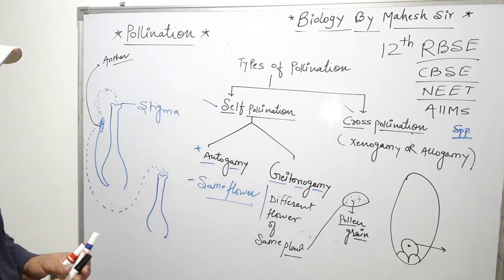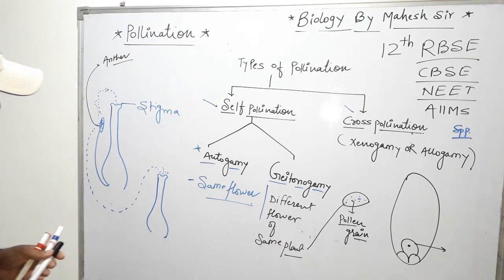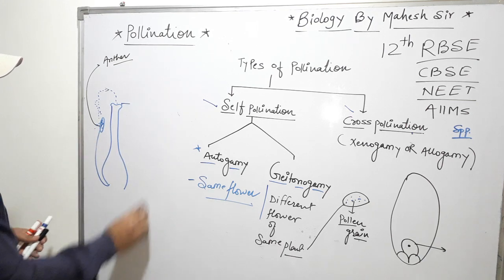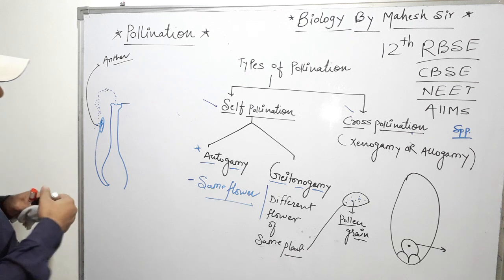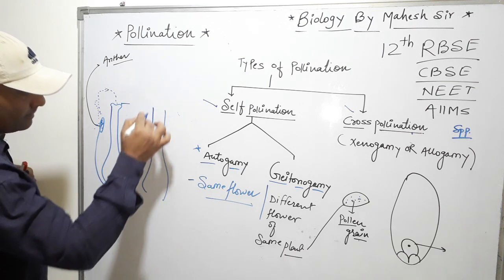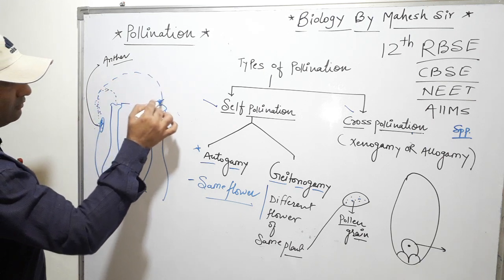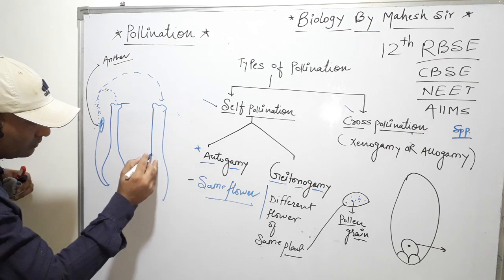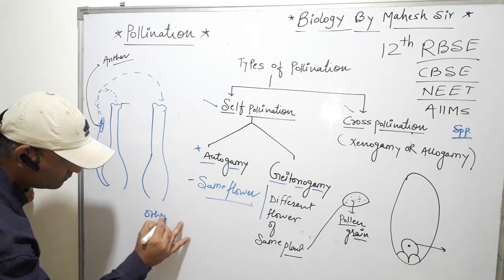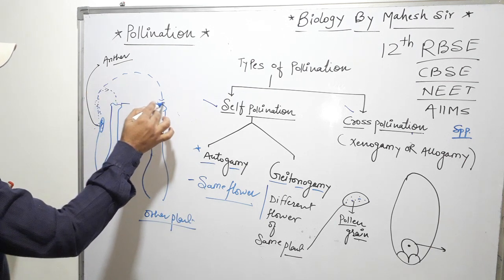Now we take the next, which is cross-pollination. The transfer of pollen grain from mature anther to the stigma of another flower, so another plant of the same species, that time it is called cross-pollination.